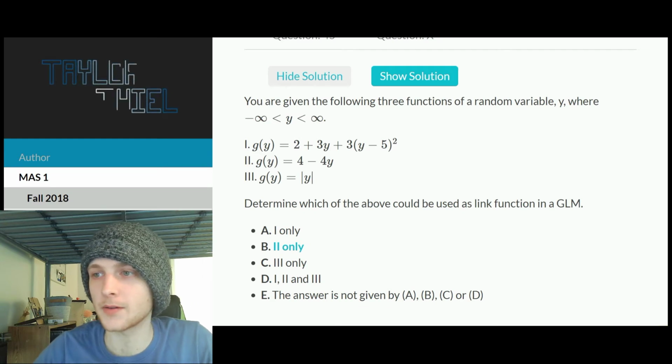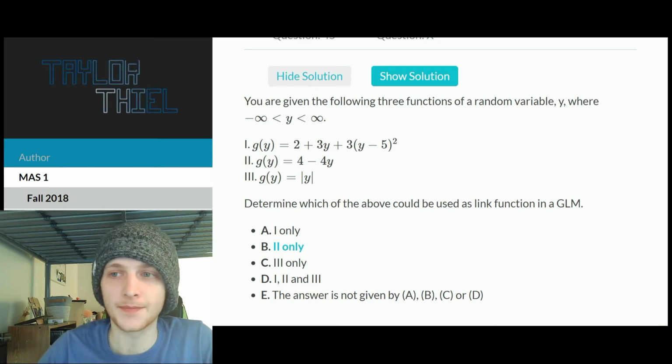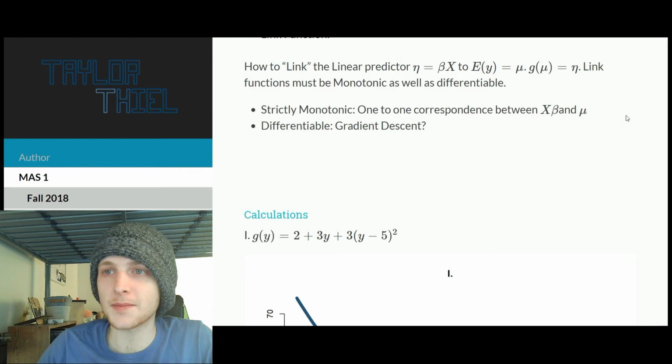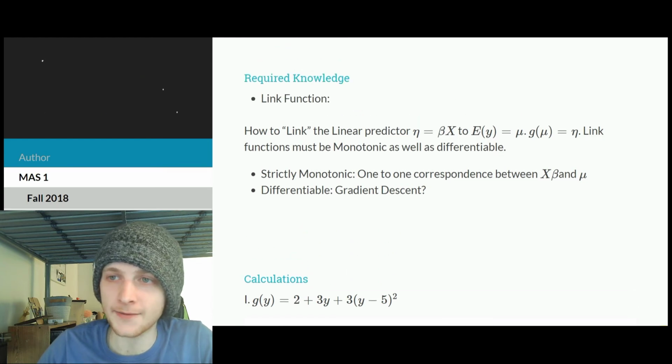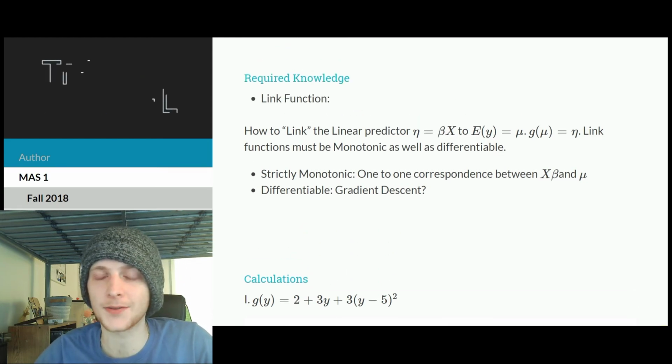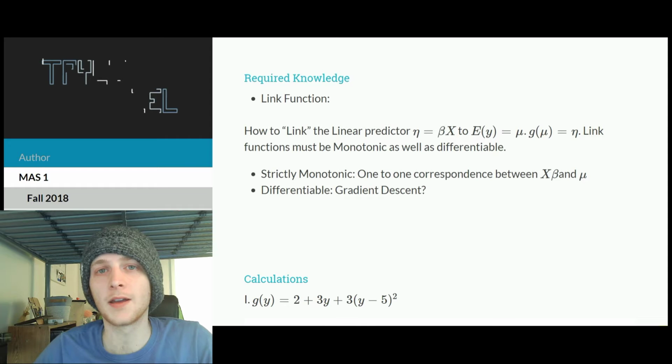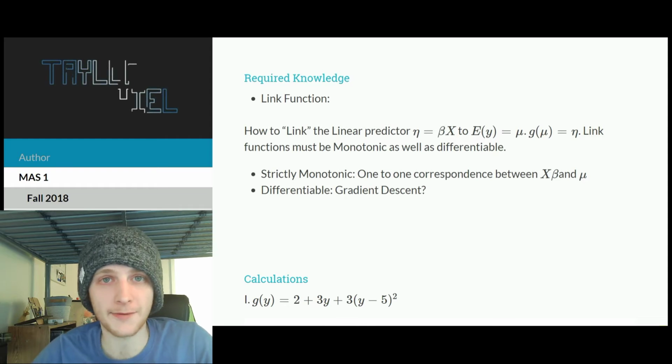We're going to be talking about link functions in a GLM. For something to qualify as a link function, it needs to satisfy two constraints, but before we get to that, I quickly want to summarize what a link function is.